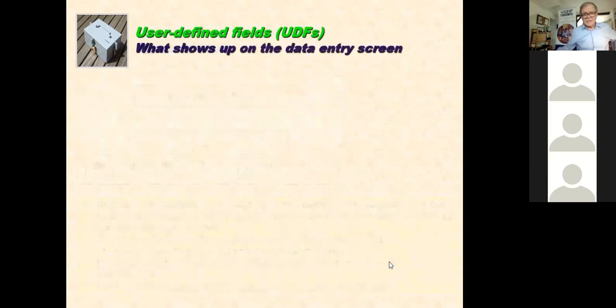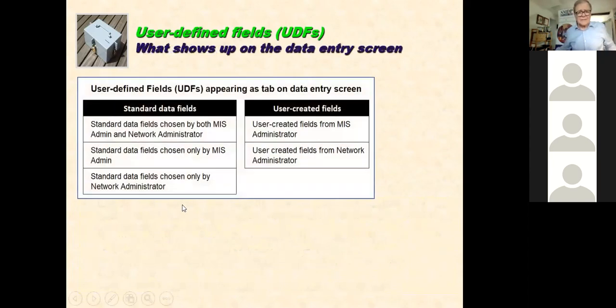Okay, let's take that a bit further. What shows up on the data entry screens? Okay, so what do we have here? We have under standard data fields, they can be chosen by MIS administrators or network administrators. We'll get to networks later. Or you can have standard data fields that are chosen only by the MIS administrator, or standard data fields chosen by the network administrator.